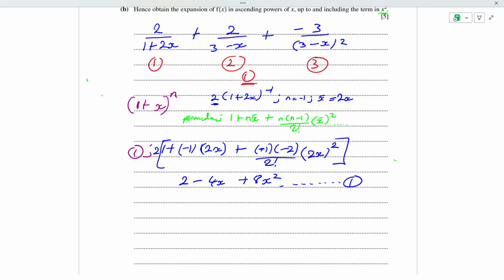All right, and then for the second part, it becomes 2(3 - x) to the power of negative 1.